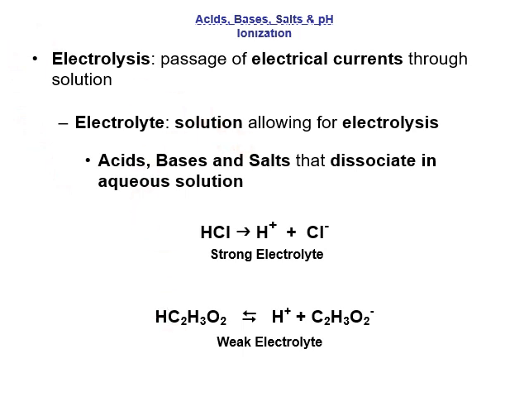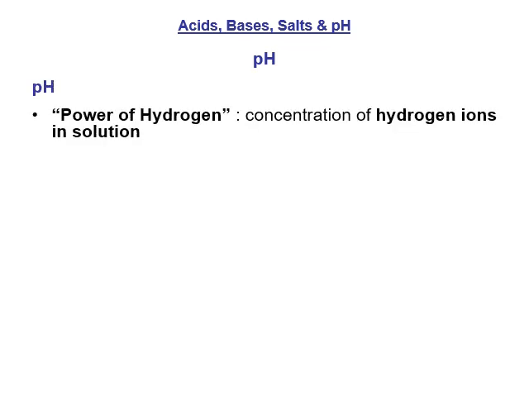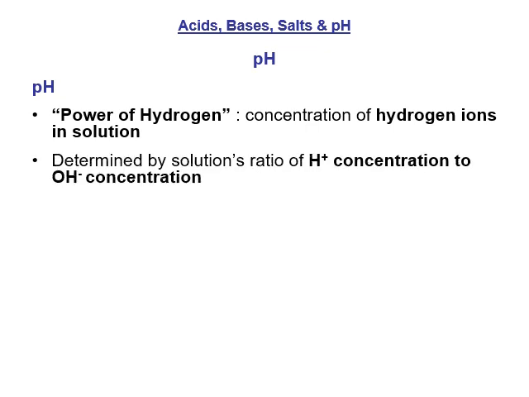Okay, so now we're going to look at pH. pH stands for the power of hydrogen. Technically, it's the concentration of hydrogen ions in a solution. And really what they're looking at is a ratio of hydrogen cations to hydroxide anions in a solution. So you're going to look at how much hydrogen versus how much hydroxide there is.